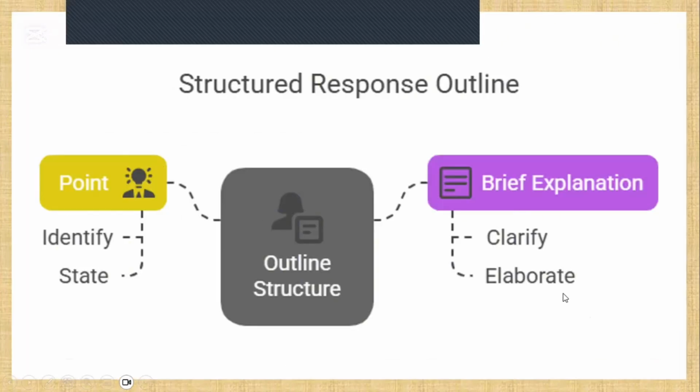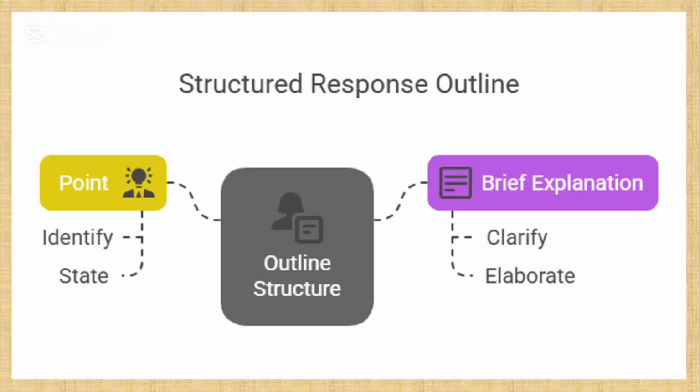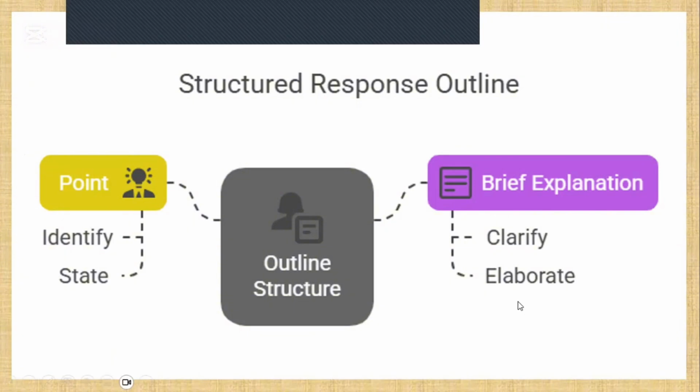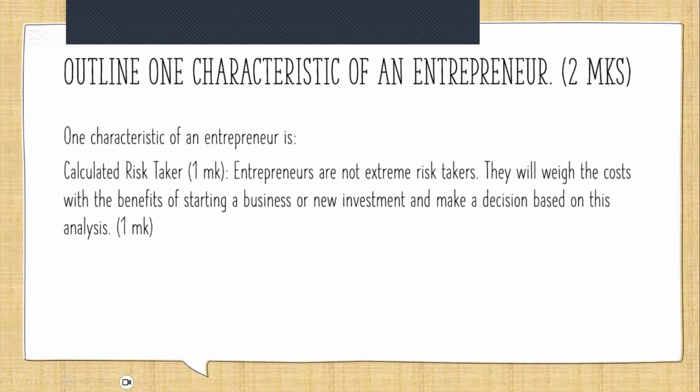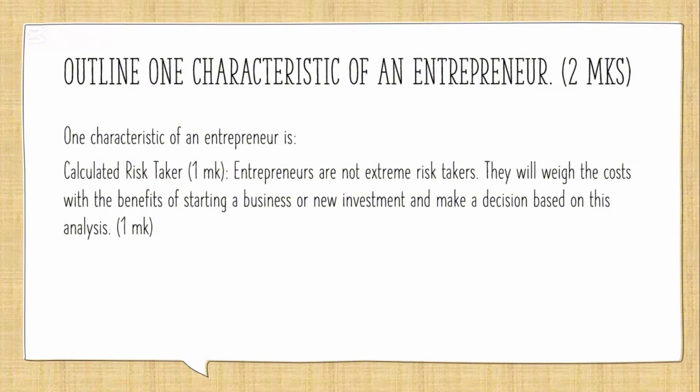The next one that we're looking at is structured responses. So in this case now, what we are looking to do is outline a point. So we will put your point and a brief explanation or a brief outline of it. So this one is saying here, outline 1 characteristic of an entrepreneur. Please note, compared to the previous one, I'm just asking for 1 characteristic, and that is for 2 marks. So in this case here, the characteristic that I'm choosing is calculated risk taker. And by making your point, you are getting a mark for it.